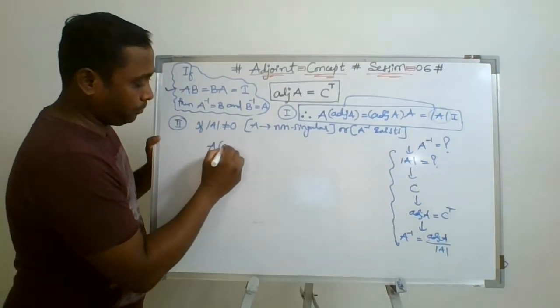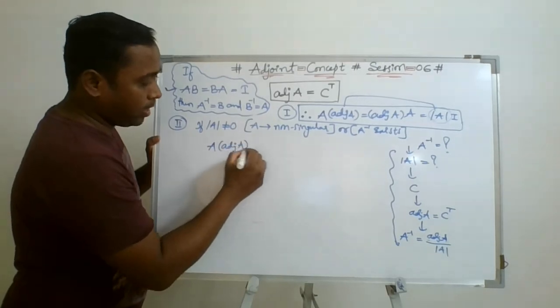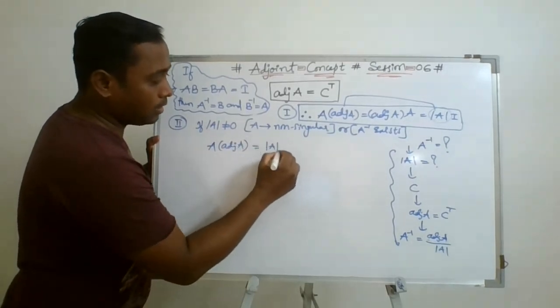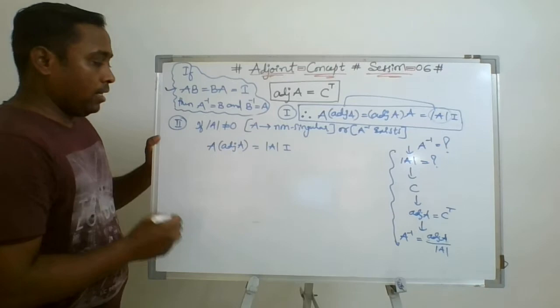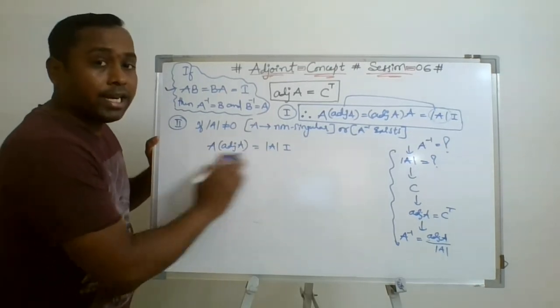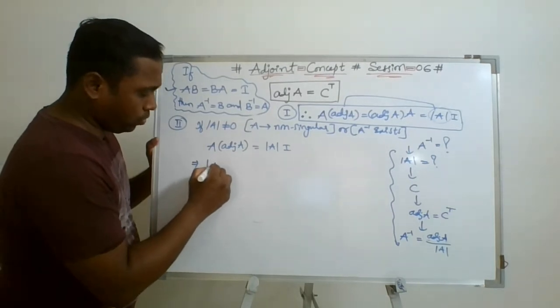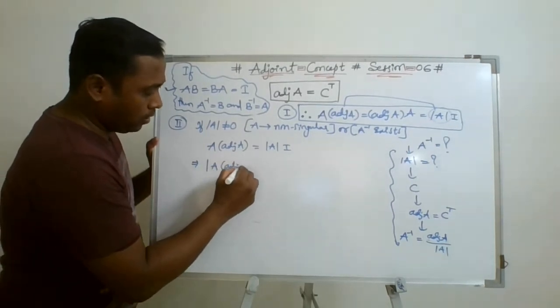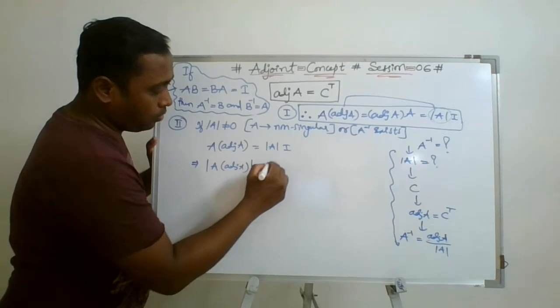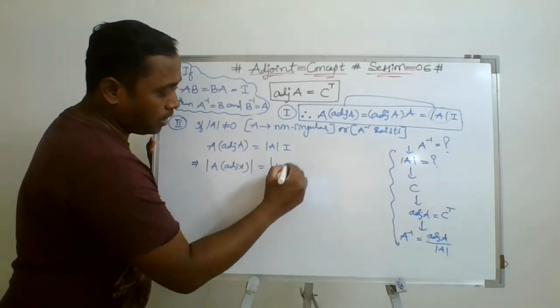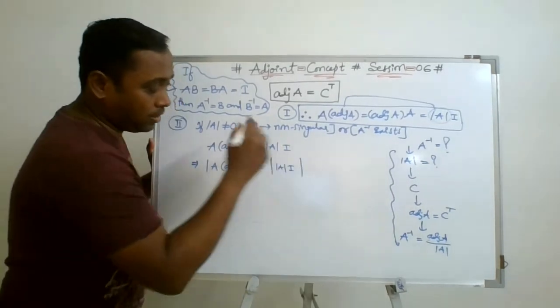A into adjoint A is equal to det A into I. So this is the result. Now I am taking the determinant on both sides. If I take the determinant on both sides, the determinant of A into adjoint A is equal to the determinant of det A into the identity matrix.